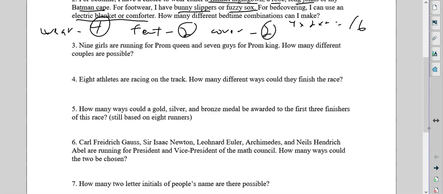Number 3. 9 girls are running for prom queen, and 7 guys for prom king. How many different possibilities are there of couples? Well, again, you've got your queen, 9, and your king, 7. 9 by 7. There are 63 possible couples that could come out of that arrangement, depending on who won which category.